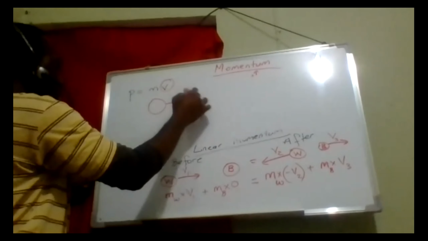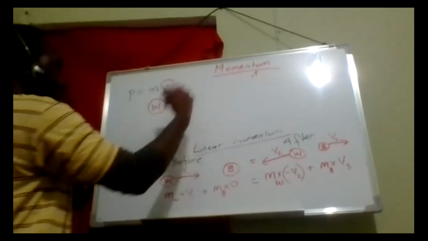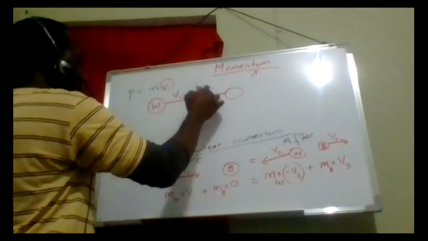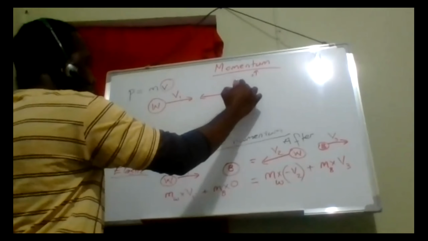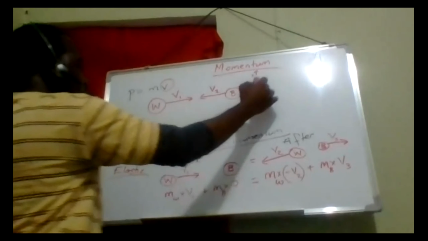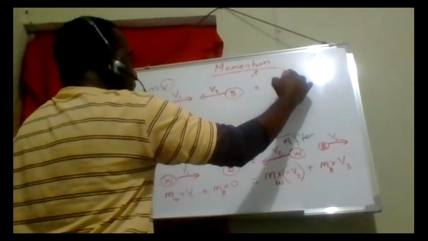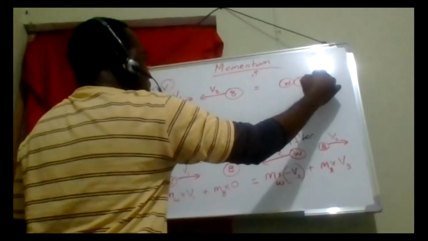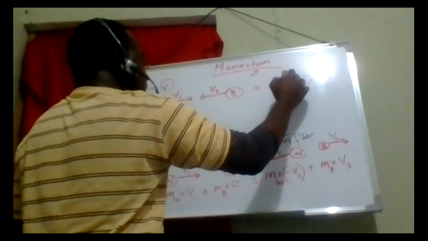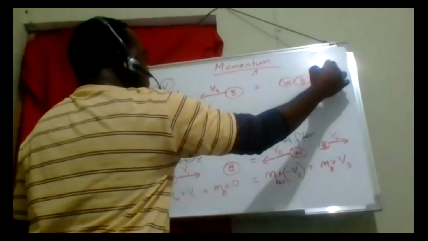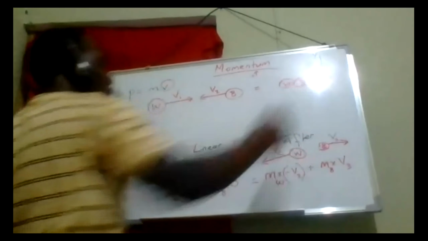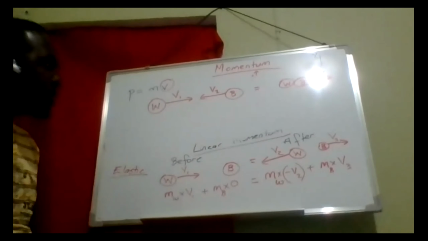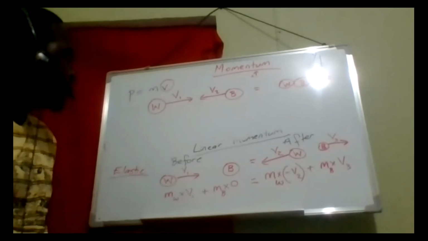All right, so we're going to have a white ball moving that way with V1, a black ball moving there with V2, and then after collision, they both move off in that direction with a velocity V. All right, so let's look at this one now. So what would be the equation?